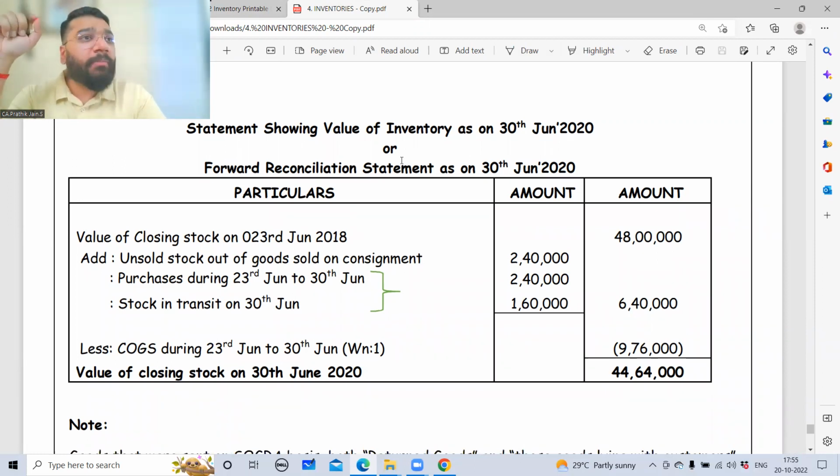Format: particulars, amount column, amount column. Then I'll tell you what to do. Anything you can follow, you write both. I would prefer this in the exam. Done?